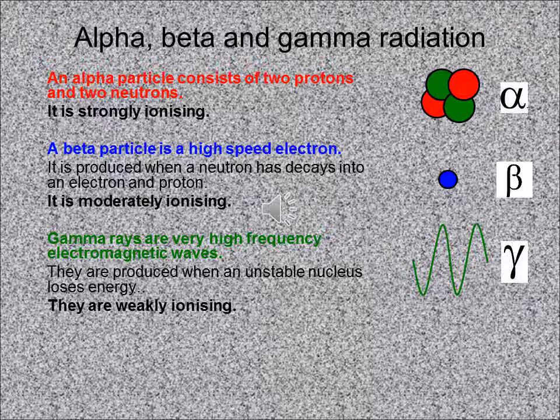A beta particle has a high speed, and this is because it is lighter in mass. It is produced when a neutron decays into an electron and a proton, and since they have high speed, they are moderately ionizing. Gamma rays are high frequency electromagnetic waves. They are produced when unstable nuclei lose energy. They are weakly ionizing, and this is because they have very high speed.